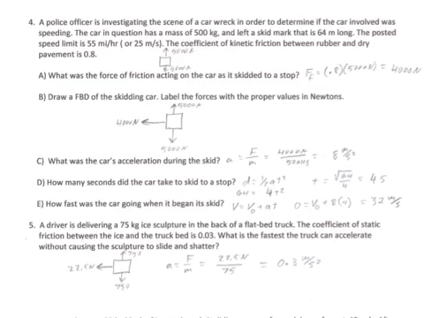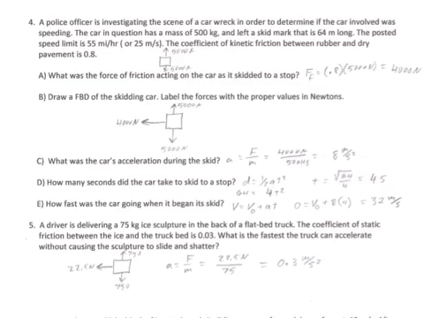How many seconds does it take the car to skid to a stop? Well, let's see what I know. I know the distance the car went was 64 meters, and I now know how fast it's accelerating. So d equals 1/2 at squared would be my go-to equation. And when I solve d equals 1/2 at squared for t, I'll find it's 4 seconds.